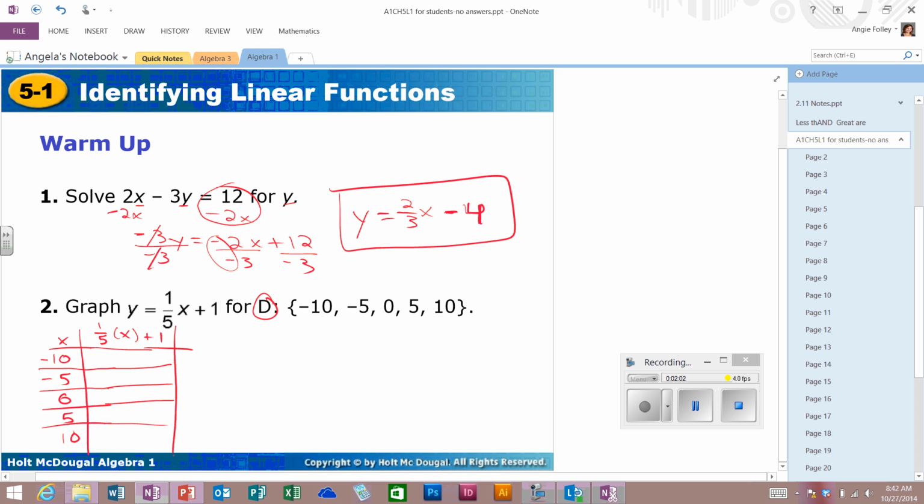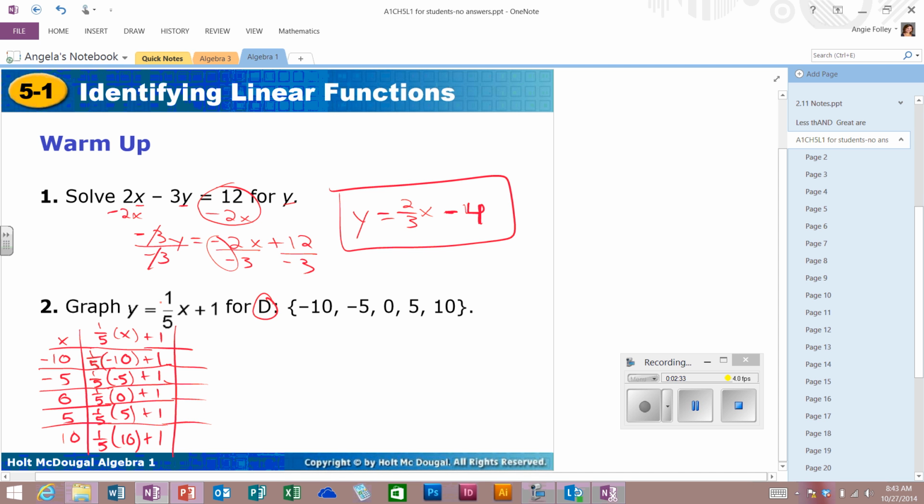So over here, I'm going to get 1/5 times negative 10 plus 1. Over here, I'm going to get 1/5 times negative 5 plus 1. 1/5 times 0 plus 1. 1/5 times 5 plus 1. And 1/5 times 10 plus 1. Now I need to solve those.